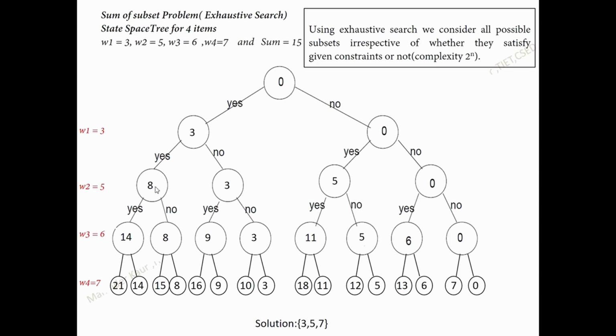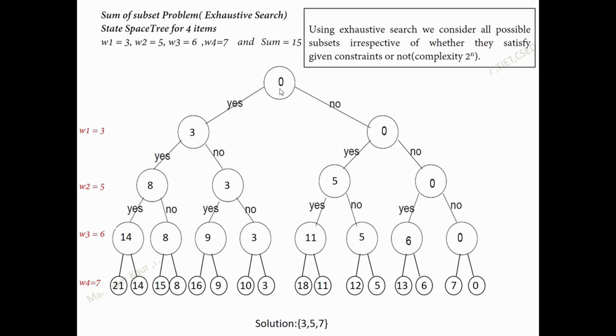Second level denotes that we will be choosing the second item with value 5. Third level denotes that we will be choosing the third item with value 6, and the fourth level represents that we will be choosing the fourth element, that is 7. Now there are two options for a binary state space tree: either you will be choosing the value 3 or you will not be choosing the value 3.